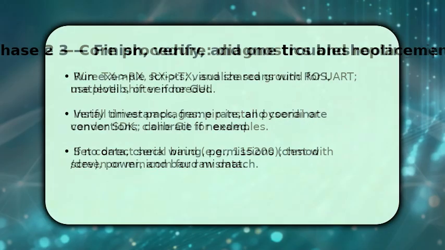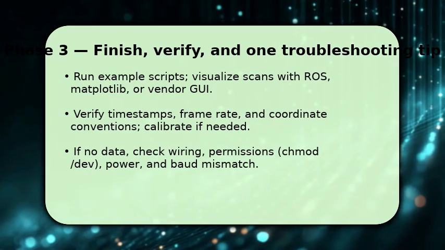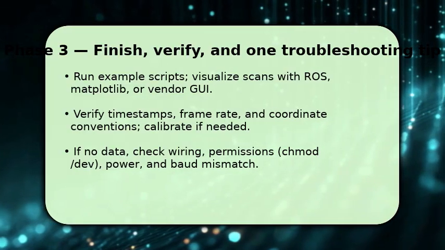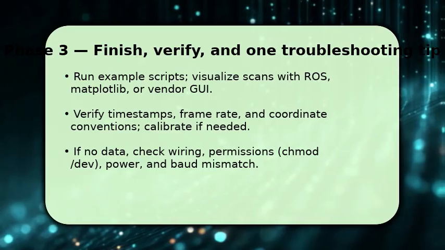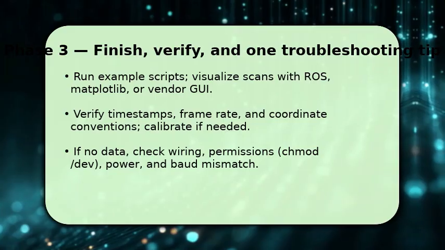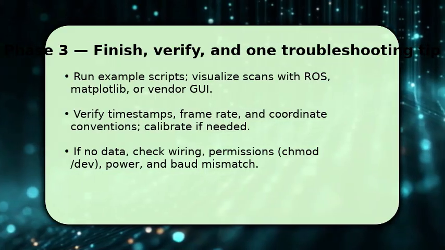If you use ROS, enable the correct node and frame ID. Otherwise, plot scans with Matplotlib to confirm ranges and angles. Make sure timestamps and frame rate match your application, and calibrate angular offset if scans appear rotated.